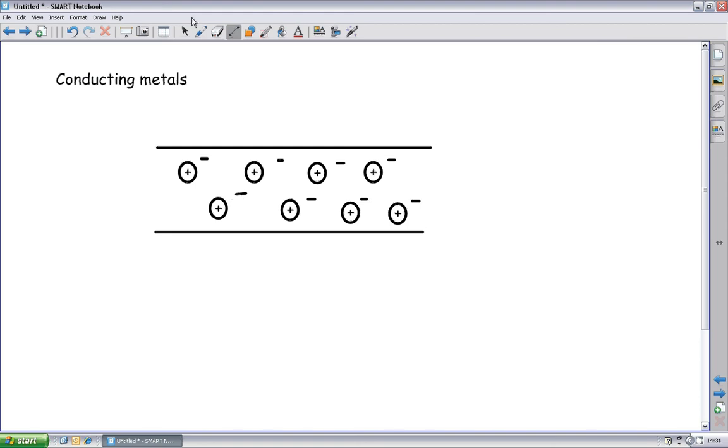Now if we want to drive a current through this, if we want to make some electricity travel along this path, basically what we have to do is make these electrons move. Not an individual electron, but whole groups of them. Okay, this idea of charge.